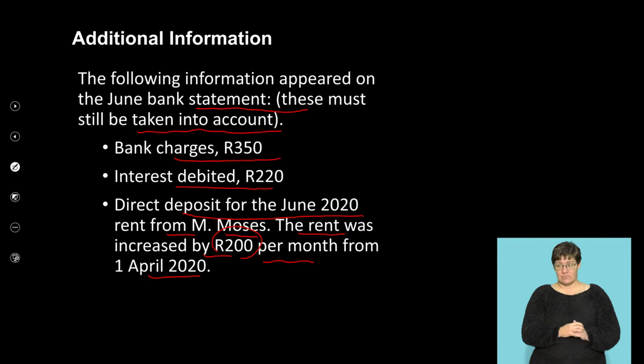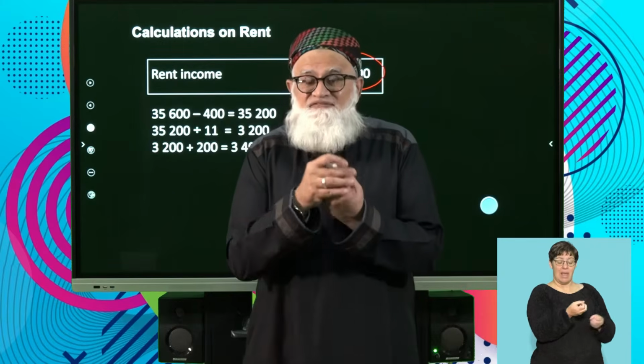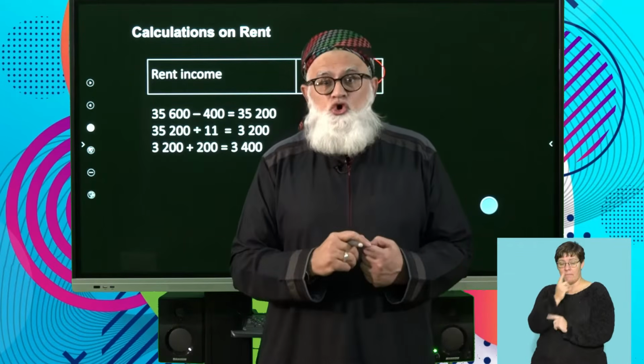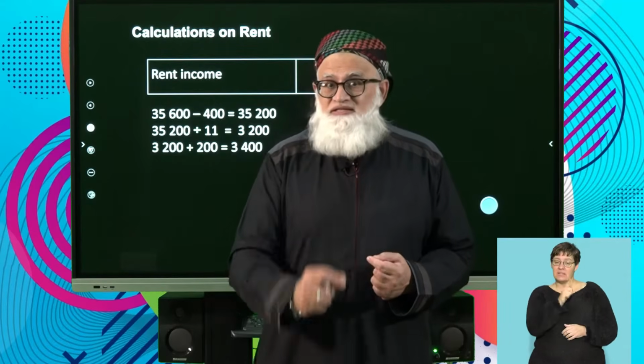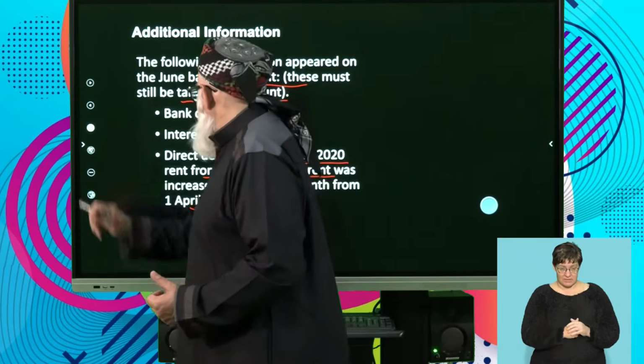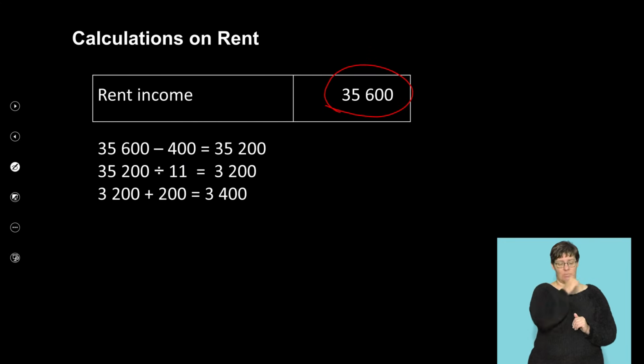Okay, now, in terms of my calculations, firstly, I'm given a rent income figure of 35,600. Okay, that's my rental figure that's given to me. There's a direct deposit that I need to take into consideration. And I was told there was an increase in the rental of 200 Rand per month. Let's just verify that information. The rent was increased by 200 Rand per month from the 1st of April 2020. So this is what I do.